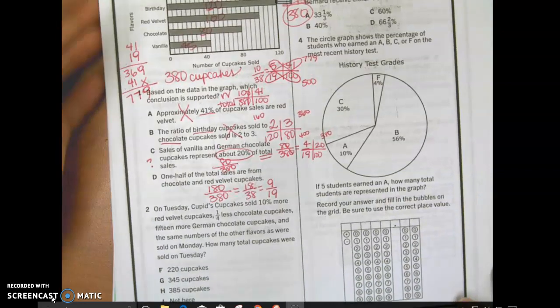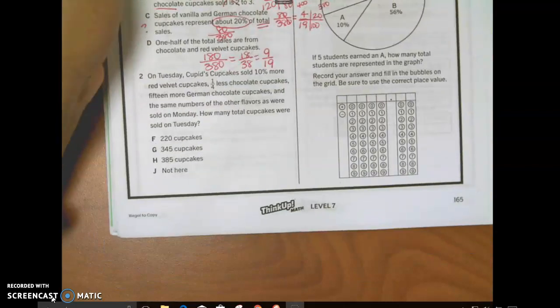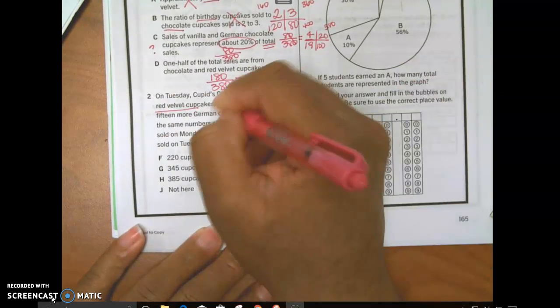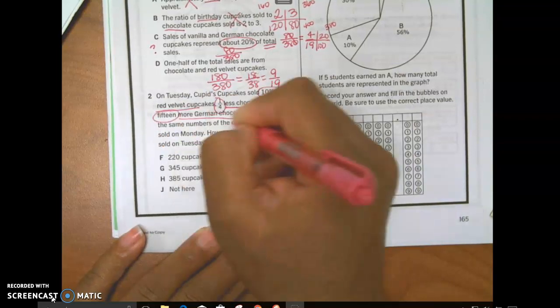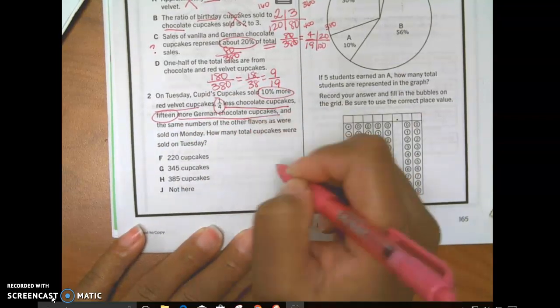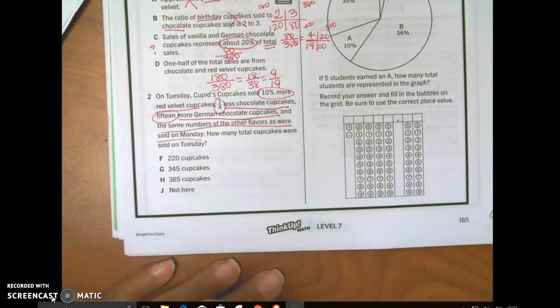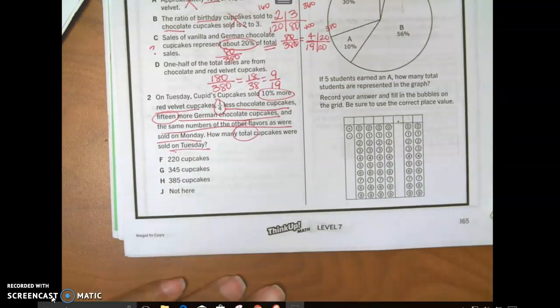Okay, on Tuesday, there's a lot to do on this part. Tuesday, Cupid's Cupcake sold 10% more red velvet, a quarter less chocolate, and 15 more German chocolate cupcakes, and the same numbers of the other flavors as were sold on Monday. How many total were sold on Tuesday?